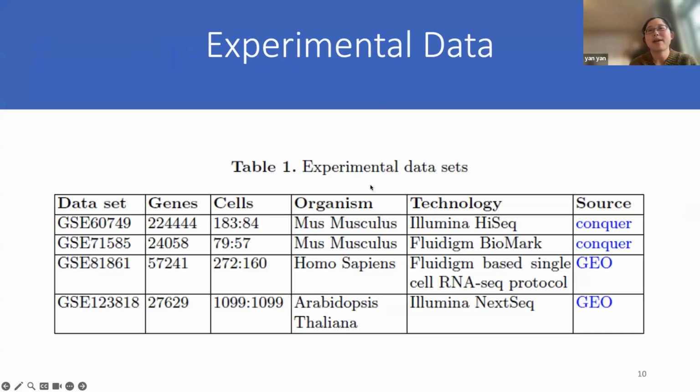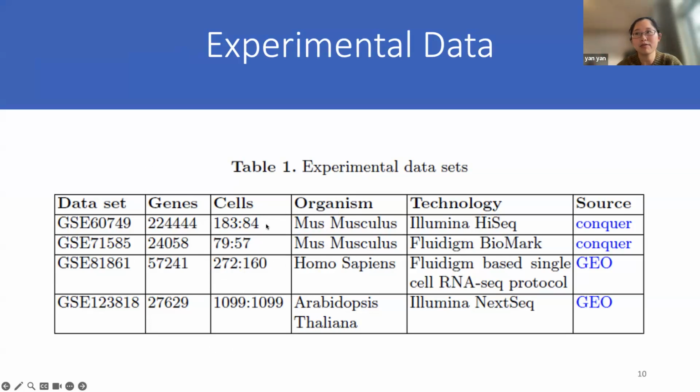Okay, so to systematically compare those 7 different penalized models, we collected some single-cell RNA-seq data. So far we have 4 data sets: mouse, human, and this Arabidopsis thaliana, which is plant data. When we look at the level of genes, there are tens of thousands or hundreds of thousands. But the number of cells, which are the samples we're looking at, is relatively small compared to the total number of genes.